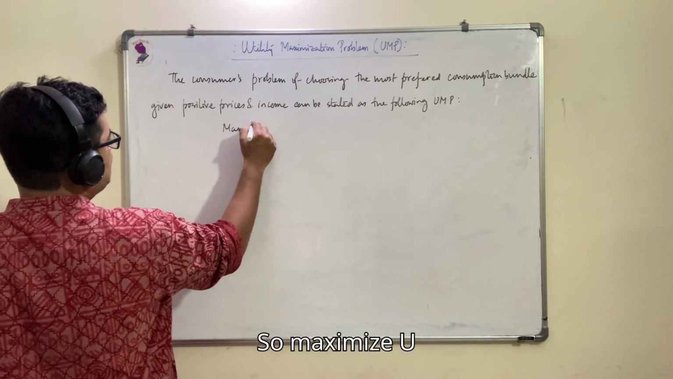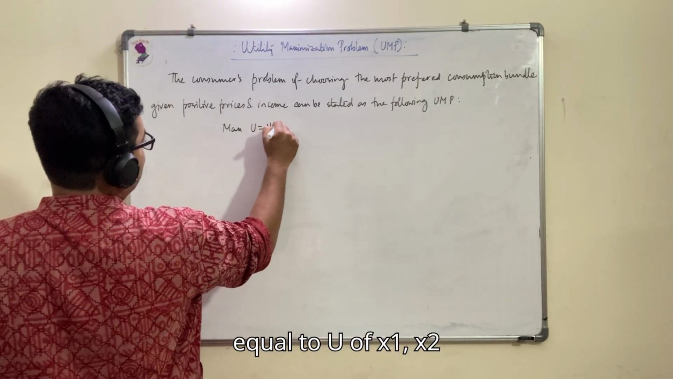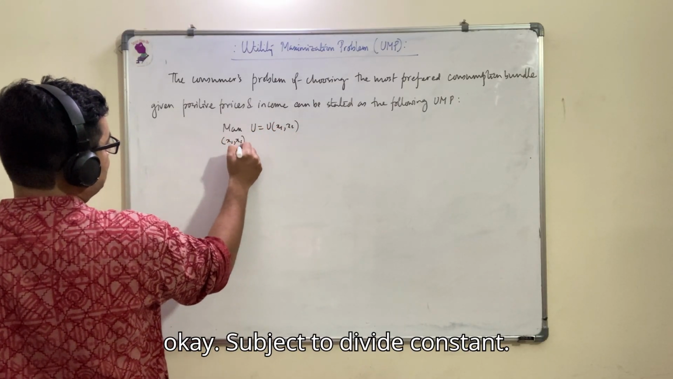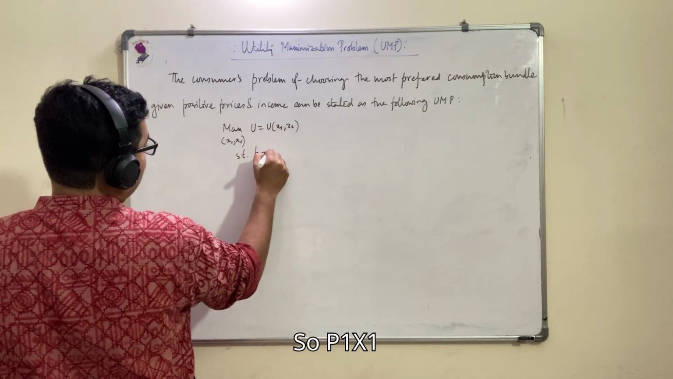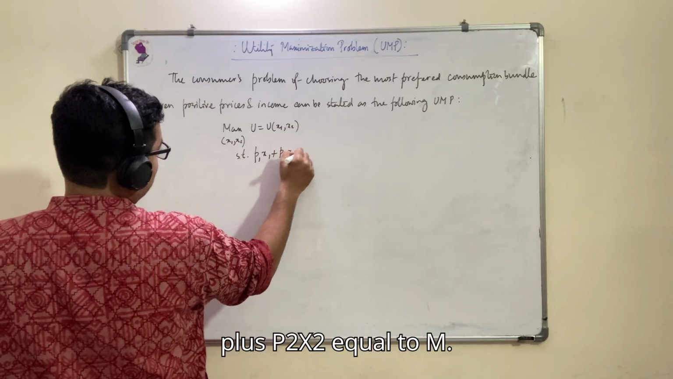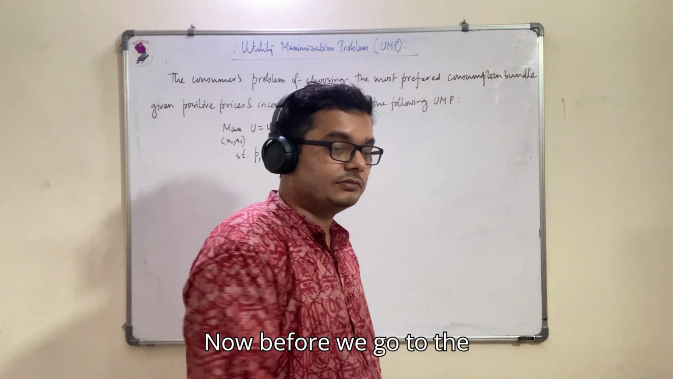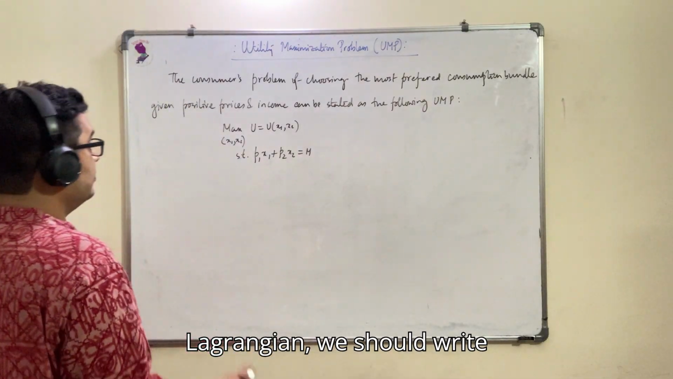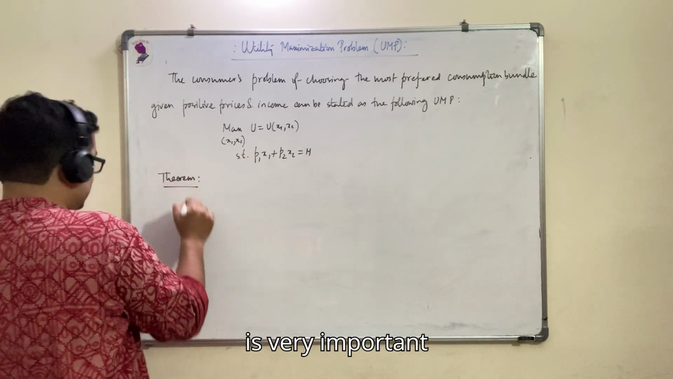So maximize U, let's write U equal to U of x1 comma x2, subject to the budget constraint. So P1 x1 plus P2 x2 equal to M. Alright, now before we go to the Lagrangian, we should write a theorem, because that is very important.